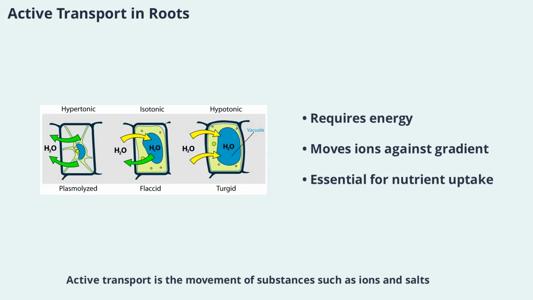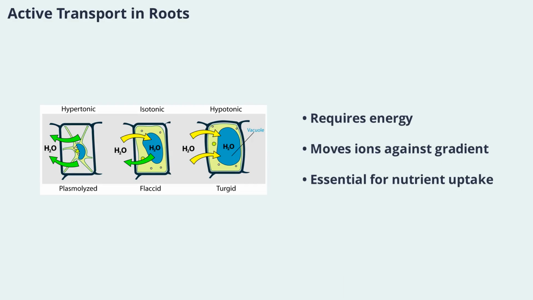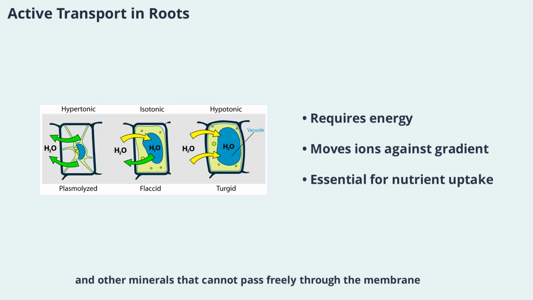Active transport is the movement of substances, such as ions and salts, from a region of lower concentration to a region of higher concentration through a living cell membrane. This process requires energy from the cell and is essential for absorbing nutrients like nitrates, sulfates, potassium, and other minerals that cannot pass freely through the membrane. Active transport ensures that plants can gather the nutrients they need, even against concentration gradients.